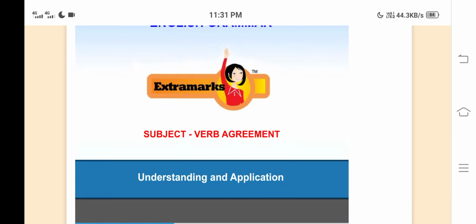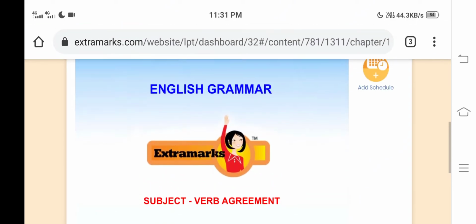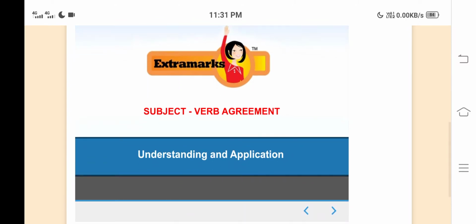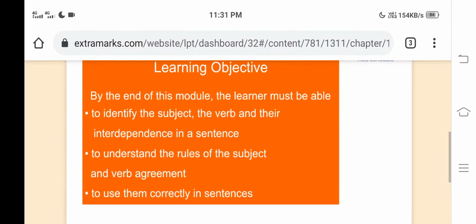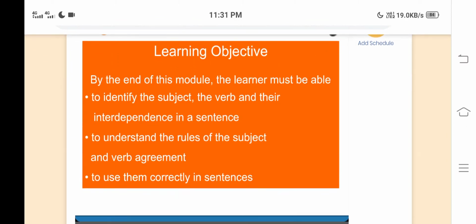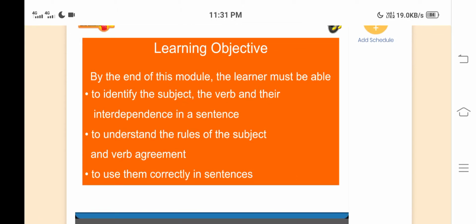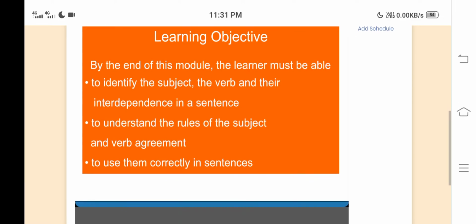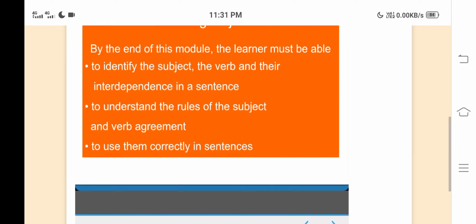English grammar. Subject-verb agreement. Learning objective. By the end of this module, the learner must be able to identify the subject, the verb, and their interdependence in a sentence, to understand the rules of the subject and verb agreement, to use them correctly in sentences.